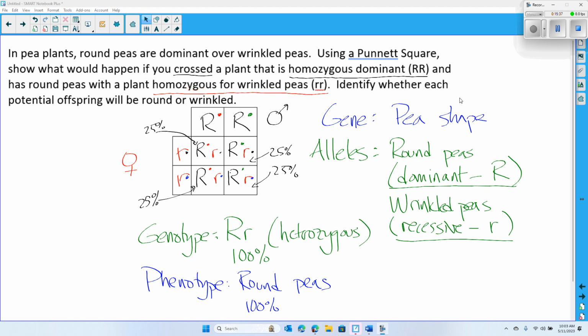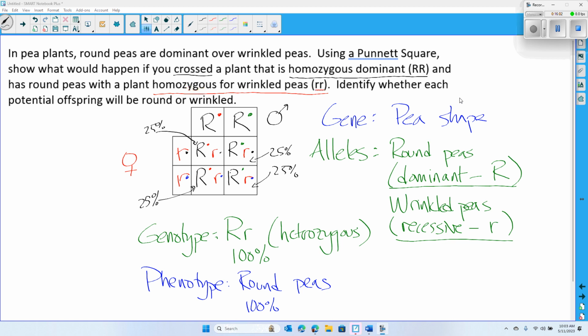The other thing that I want you all to be able to think about is that in this case, we have these two parent organisms that look different. All of their offspring are going to look the same. But interestingly enough, if we were to take some of the offspring and cross them, which scientists do all the time, we would end up seeing something different.